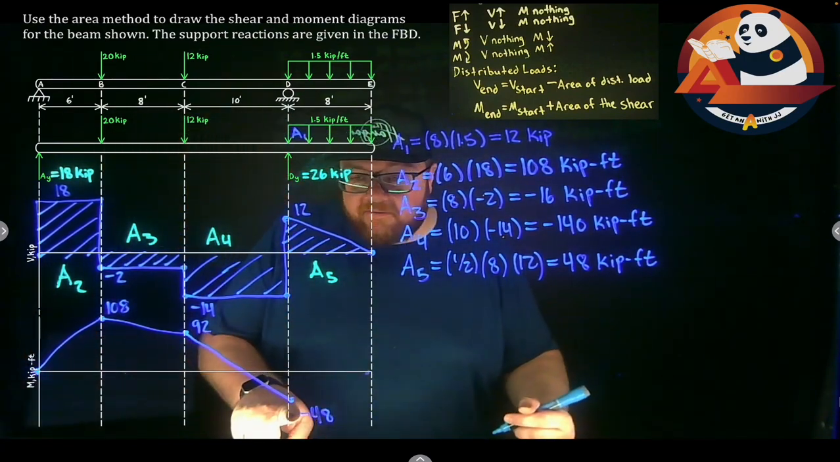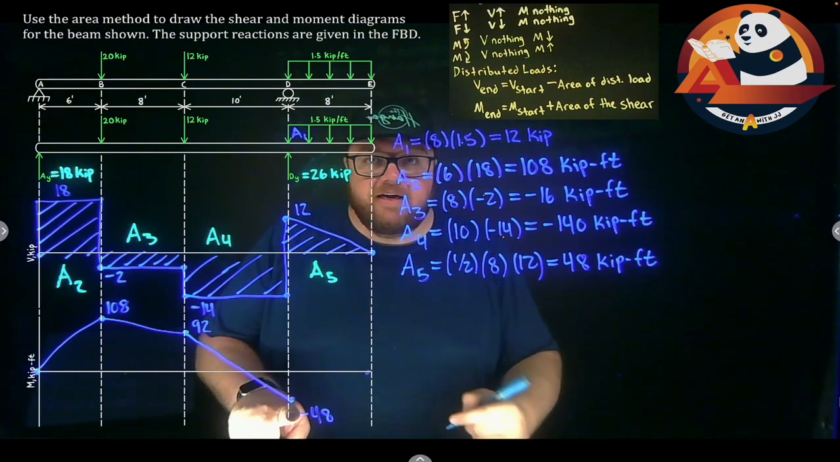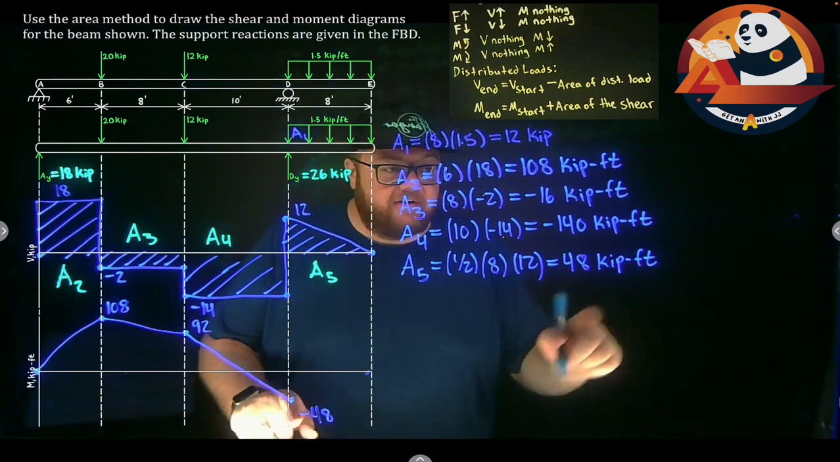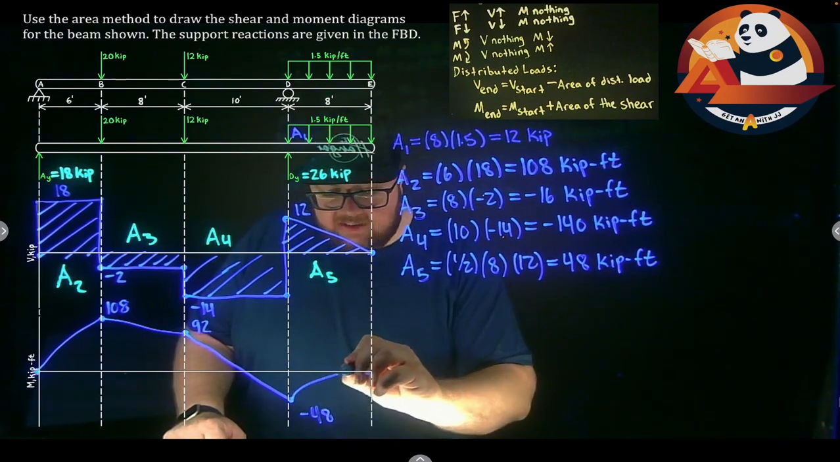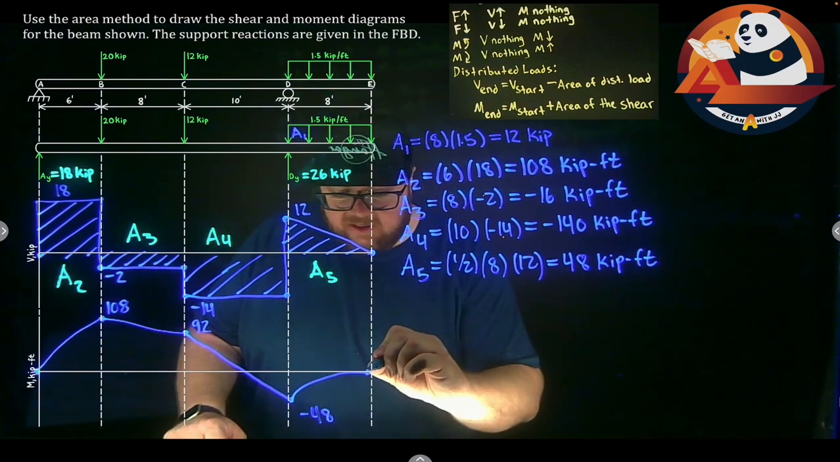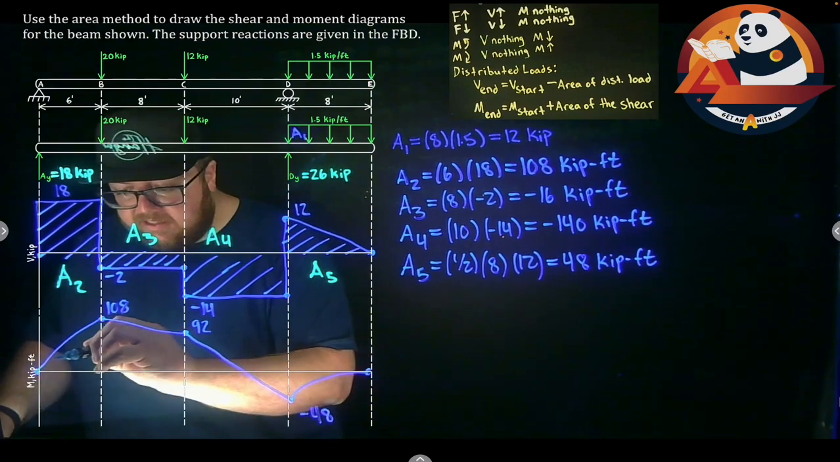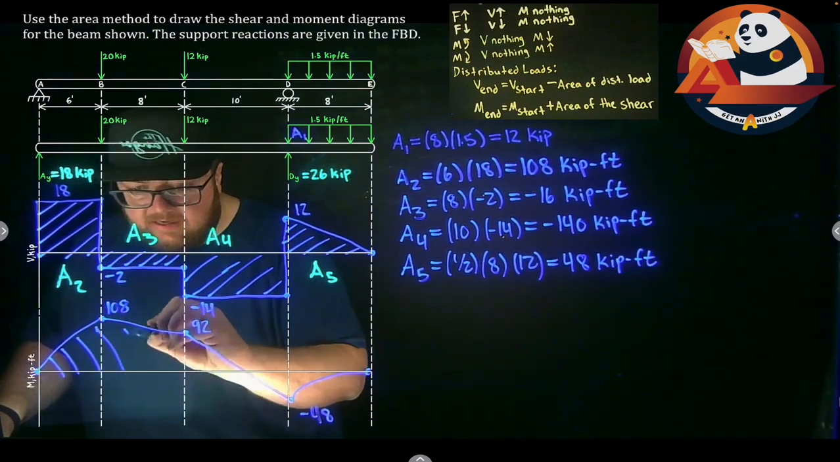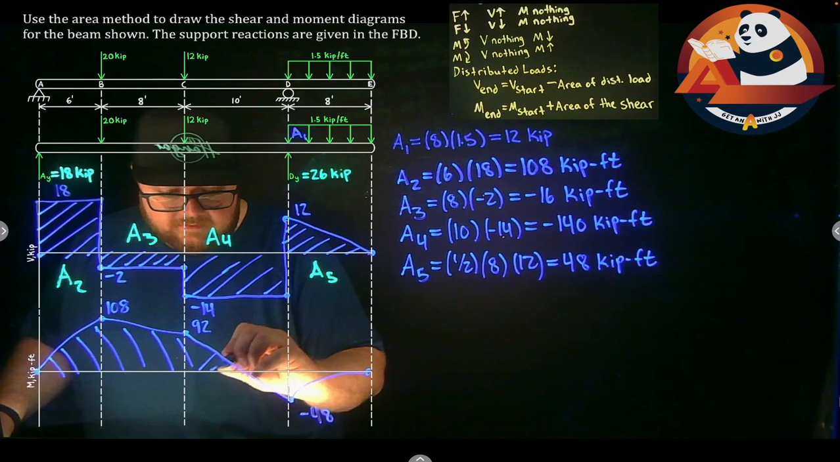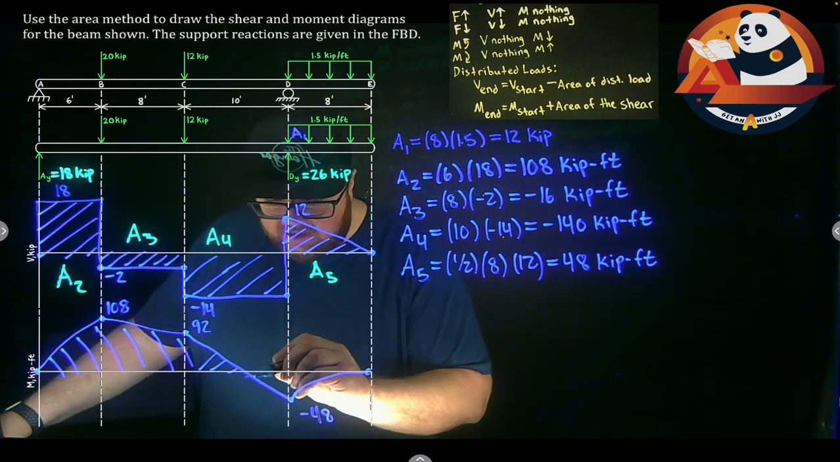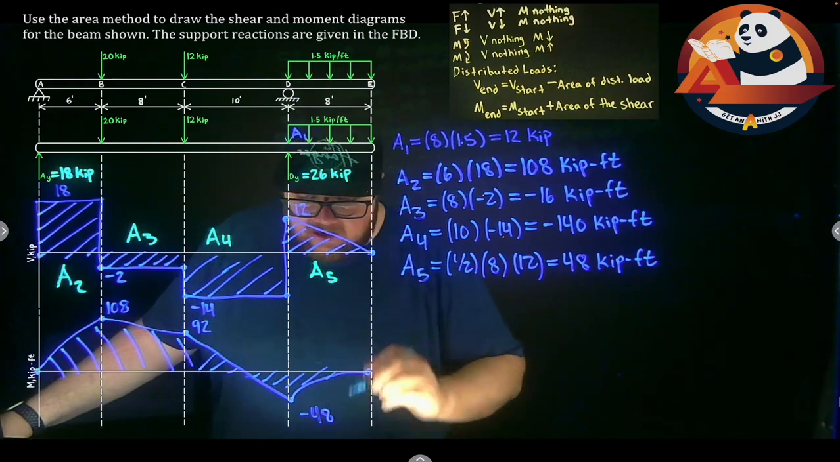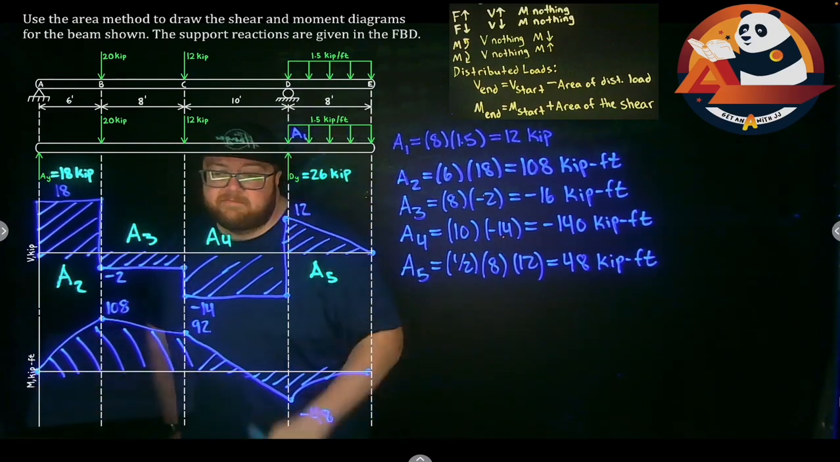On the last one, the moment at the end of area 5 is the moment at the beginning of area 5 plus area 5. -48 plus 48 gets us back to 0. So we can close out our diagram. And again, let's just come through and really briefly shade this in. It just makes it look nice to shade it. That would be our entire shear and moment diagram.